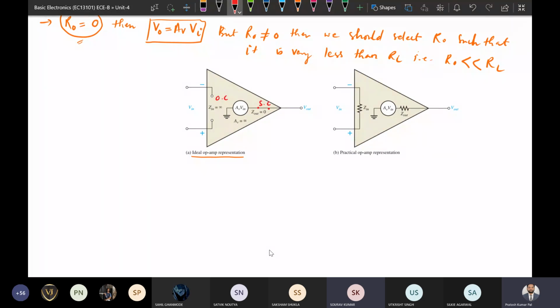Similarly, if it is a practical operational amplifier, then between these two terminals there will be an input resistance. This input resistance will have some magnitude, it will not be infinity. It is represented by a resistance, Z input. And at the output, instead of the output resistance being 0, it will have some resistance, Z output. So this will be the equivalent circuit of the operational amplifier, like the equivalent circuit of a simple voltage amplifier.